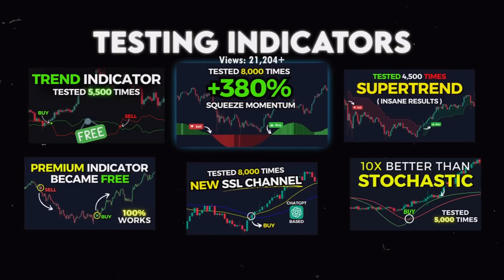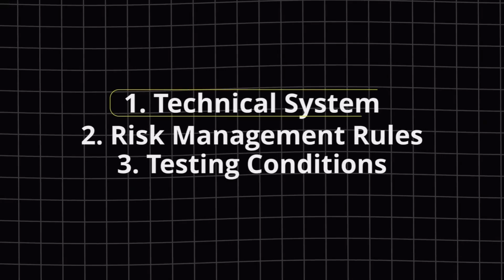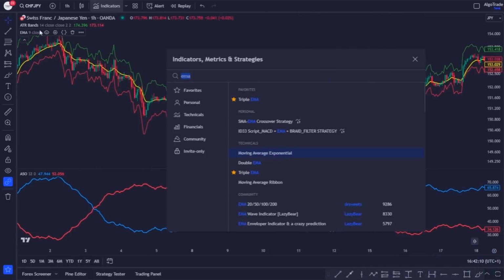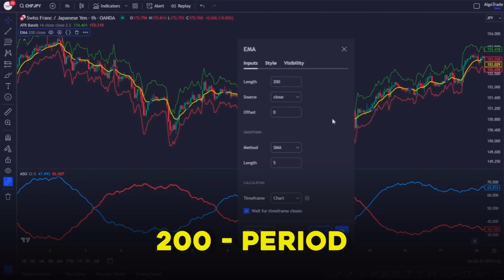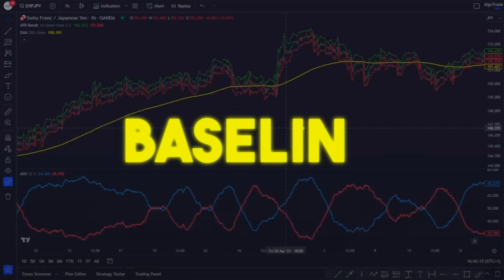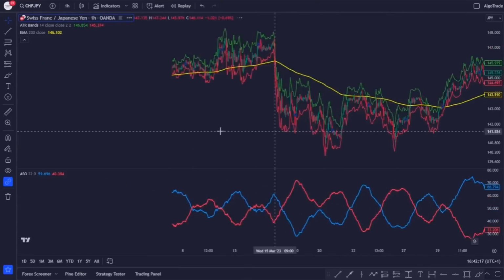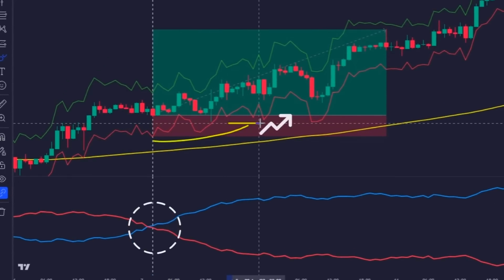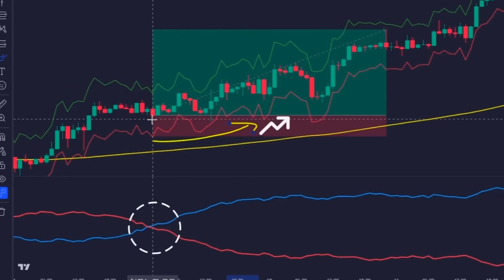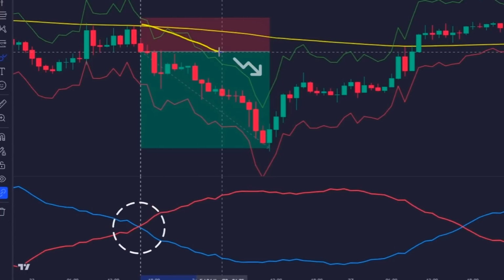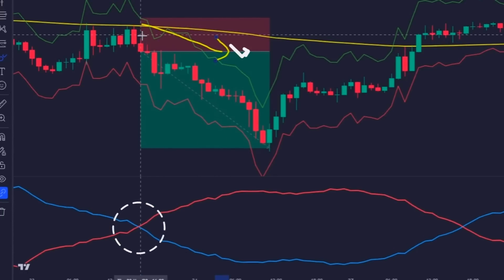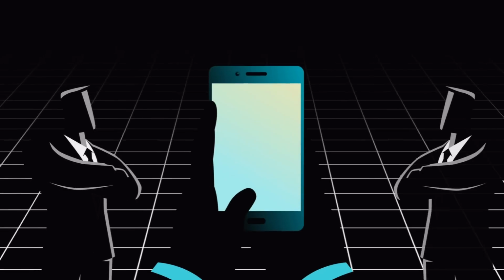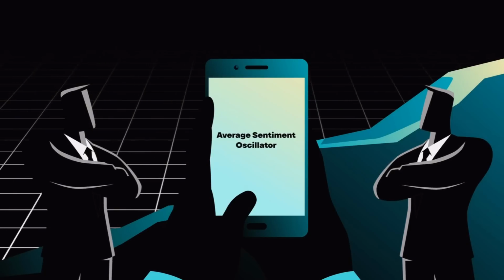squeeze momentum oscillator. Finally, regarding the technical system, in addition to the average sentiment oscillator, I will also use a 200 period exponential moving average as a baseline to filter out losing signals from the indicator. Here you have an example of a long position where the price is above the 200 EMA, and here we have a short trade example where the price is below the baseline. And in short, these are our backtest conditions. Let's now see how the average sentiment oscillator will perform.